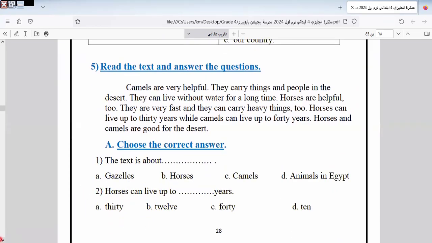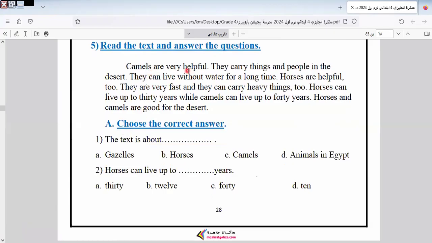Let's do the text together. Camels are very helpful. They carry things and people in the desert. They can live without water for a long time. Horses are helpful too. They are very fast and they can carry heavy things too. Horses can live up to 30 years, while camels can live up to 40 years. Horses and camels are good for the desert. The text is about what? It is about gazelles, horses, camels, animals in Egypt? So here I talk about camels and horses. So the answer will be number D, animals in Egypt.